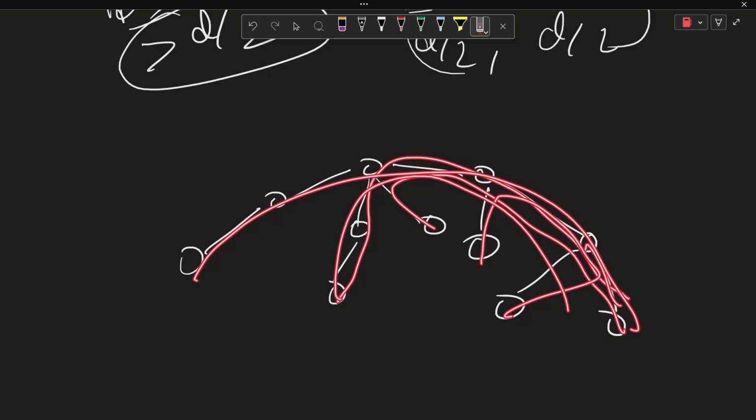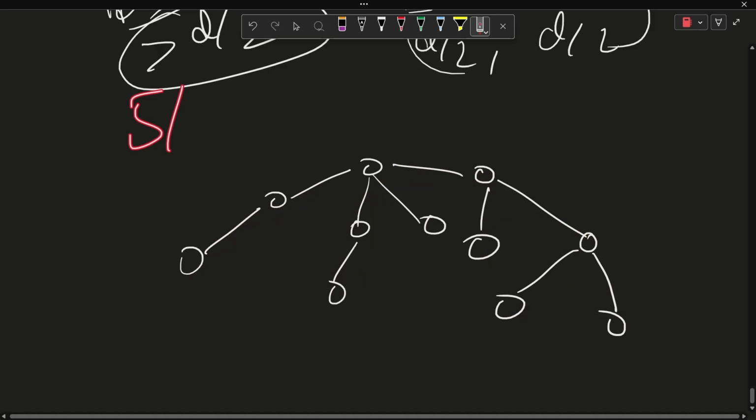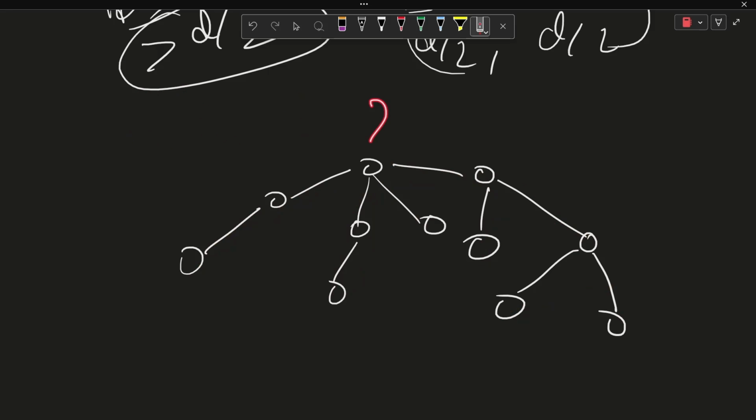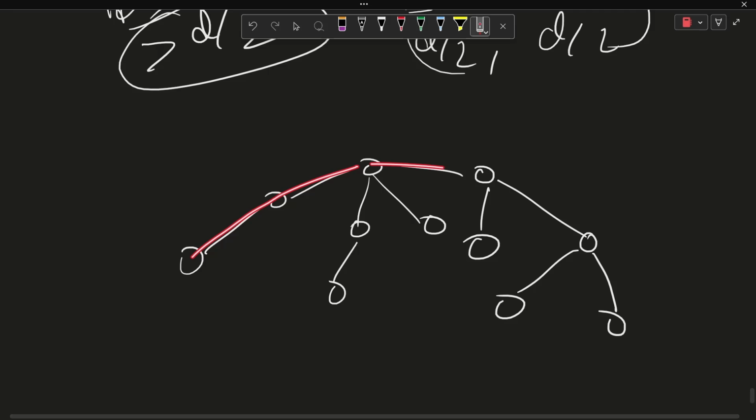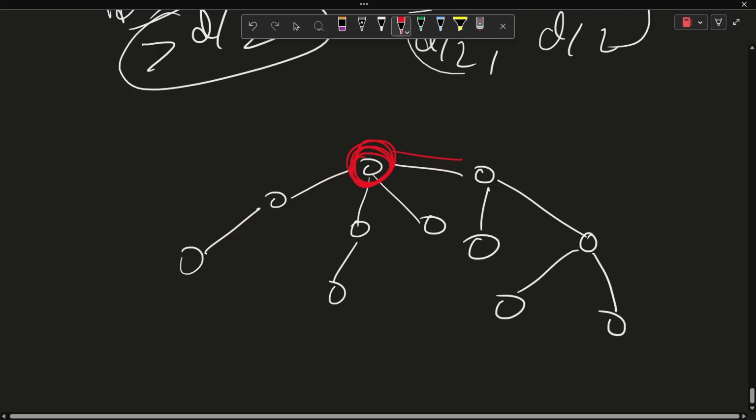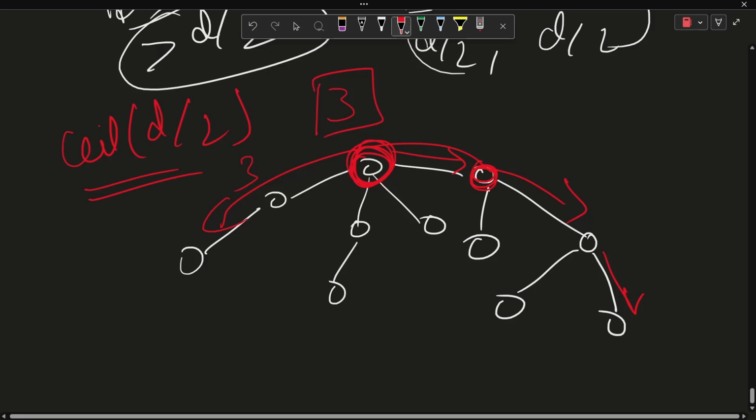Okay. Now let's take the middle of the diameter. 5 by 2 would give you 2 if you do floor and 3 if you do ceil. So you can divide this 5 into 2 plus 3. That's the best case. So let's take 2 and this is 3. You can take this node as your root. For this, the max depth is going to be 1 plus 2, that is 3. 3 would be your max depth. And if you take this as the root, then from here you would get 3. So you are going to get a ceil of d by 2 as your max depth.